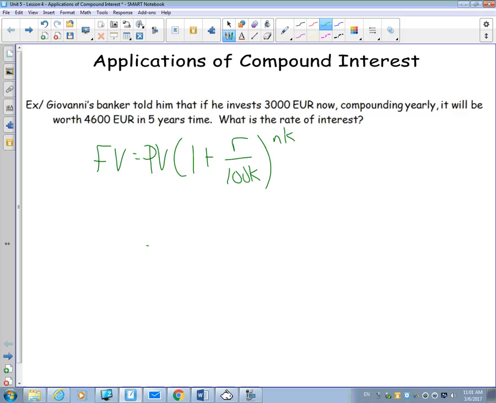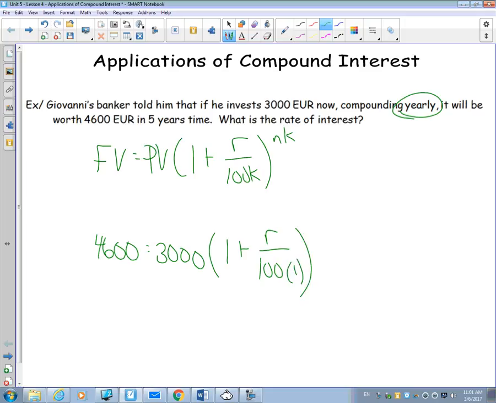We know he's got 3,000 euros. He wants it to accumulate to 4,600 euros. 1 plus, we don't know his rate, but we know he's going to compound this yearly, another way of saying annually, once a year. And we're going to do that once a year for 5 years' time. So it's an equation we can solve.